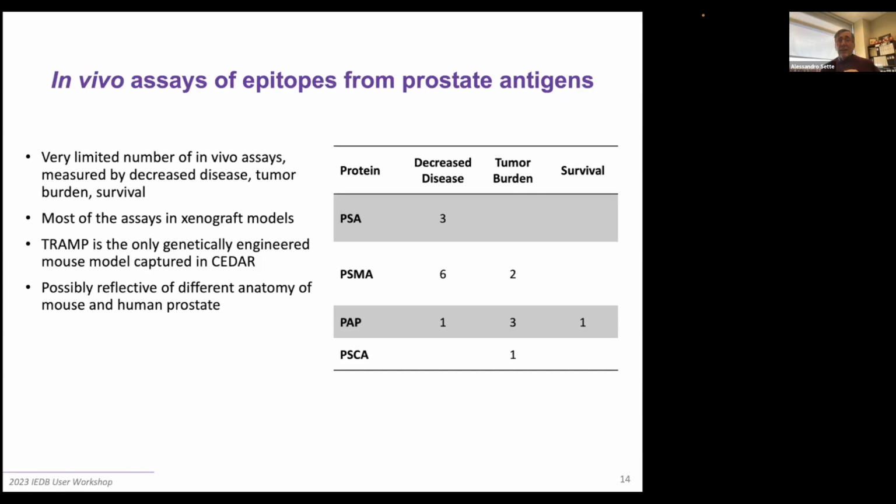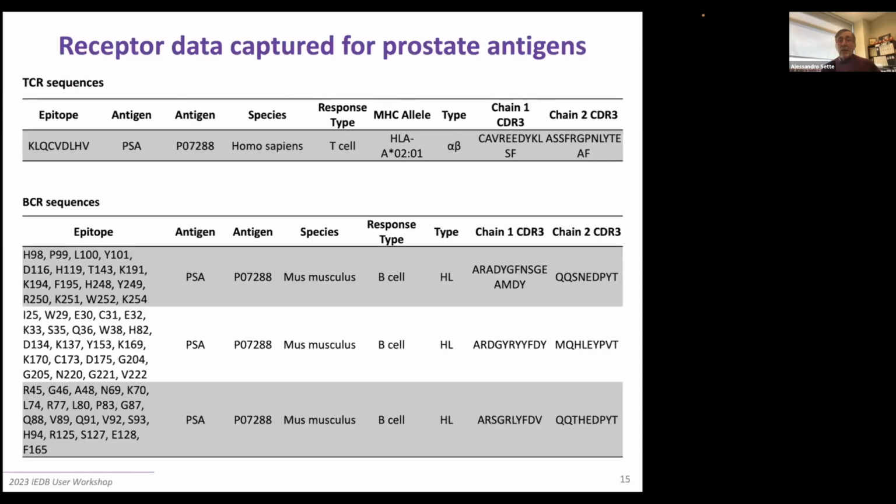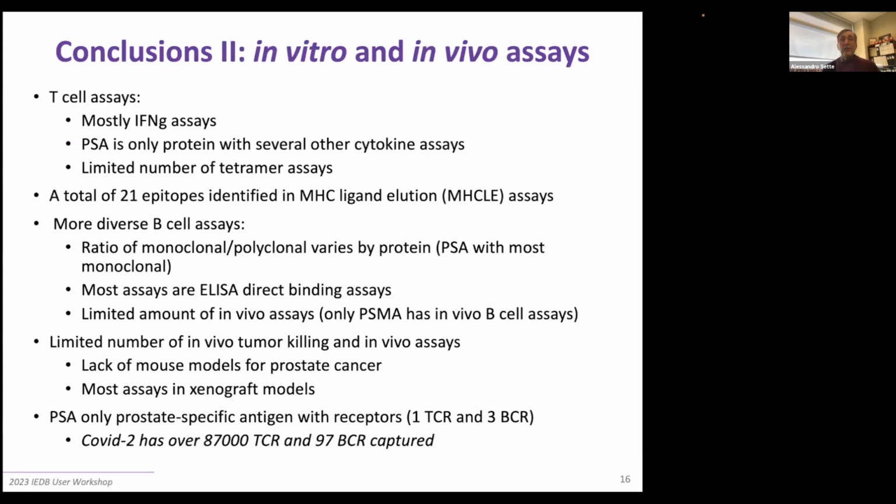really a scatter, and this is perhaps a reflection of the fact that there are differences in anatomy between humans and mice for prostate, and so in vivo assays are not as easily performed. This points out that there is very little available in terms of TCR and BCR sequences. So again, lots to do for the scientific literature. This is particularly, as summarized here in the last bullet, the fact that you have 1 TCR and 3 BCRs, if you compare with what is available for COVID, where you have 87,000 TCRs, it really brings home the point that there is a lot to do.